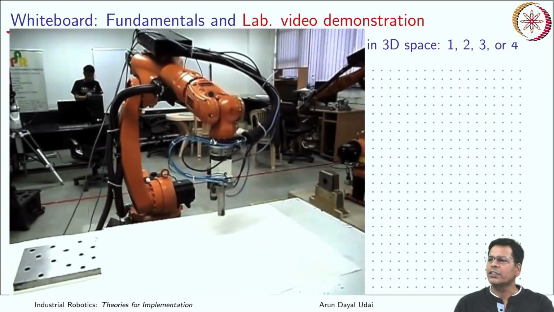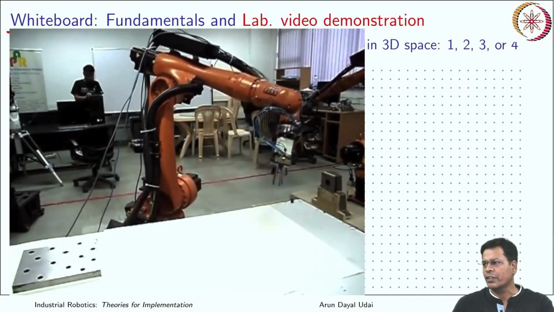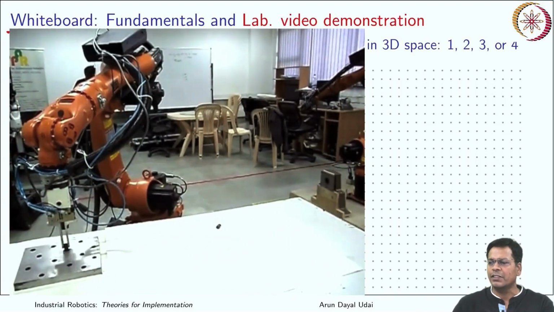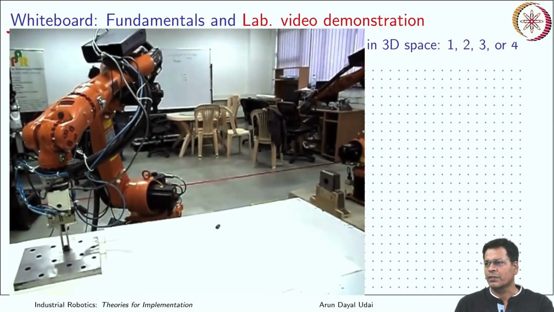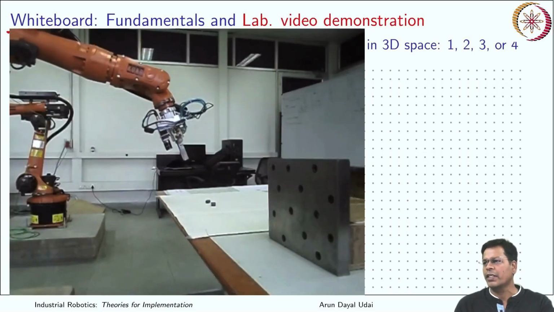So this robot is using a vision technique to find out the pellet location on the table. It is picking it up, correcting it, then it is inserting it in a hole which is again in a frame attached to this work surface. Okay, so it is inserting it. It will pick up another one and again put it.